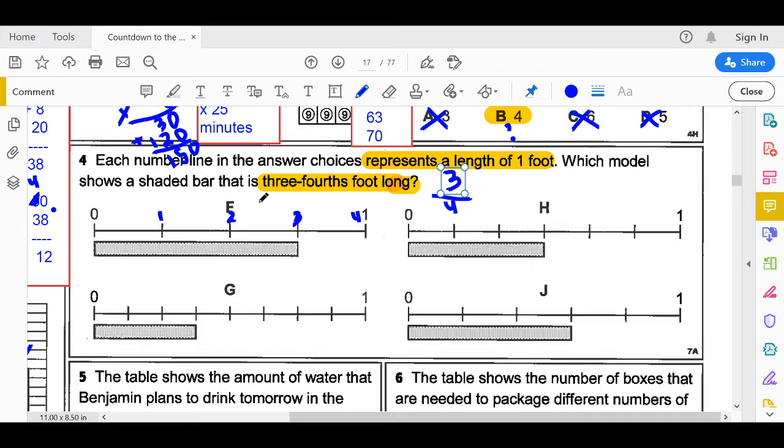So this might be the right answer, because if you notice, it has 4 parts and 3 parts out of 4 are shaded. So this one has 3 out of 4 shaded. Let's go for letter G.